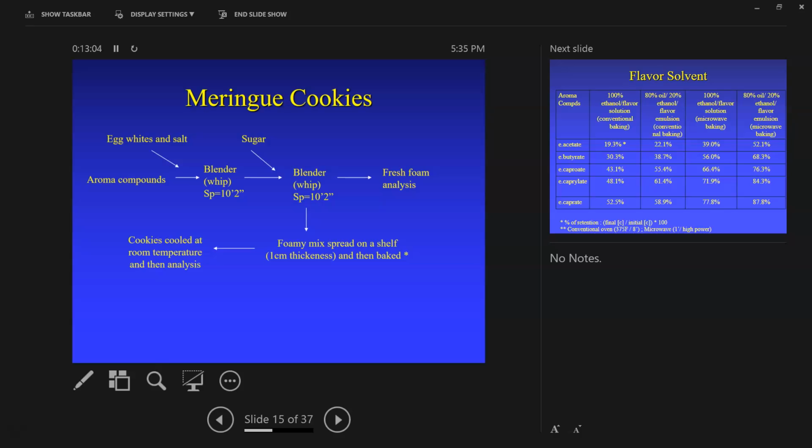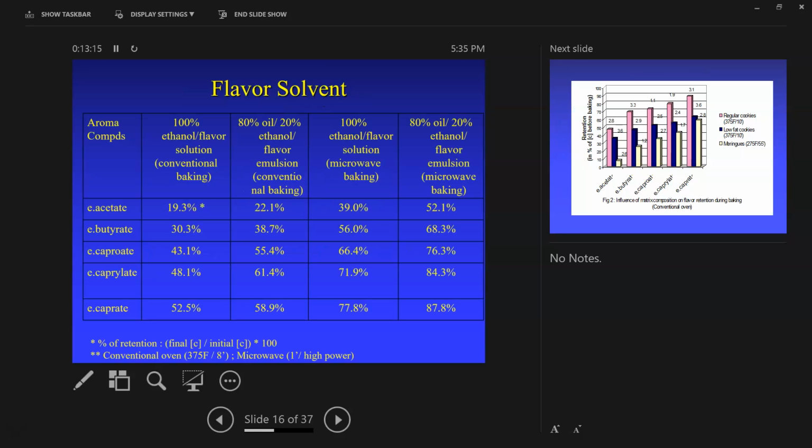For meringue cookies, it was certainly a simpler process where you do the aroma compounds, the egg whites and salt, and make your blender do your egg white whipping and again go through the process. And that was interesting. She used a model flavor system and put in flavor compounds that would vary in volatility: ethyl acetate, ethyl butyrate, ethyl caproate, and ethyl caprate. So she used these different aroma compounds that would fit into the dough from the beginning of the process, and then looked at their retention.